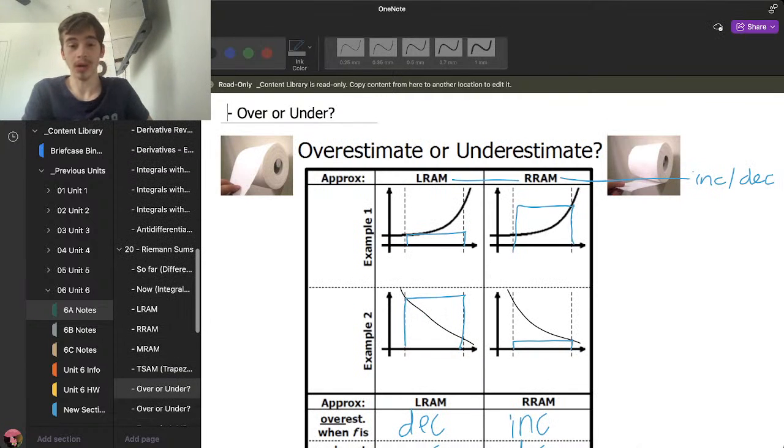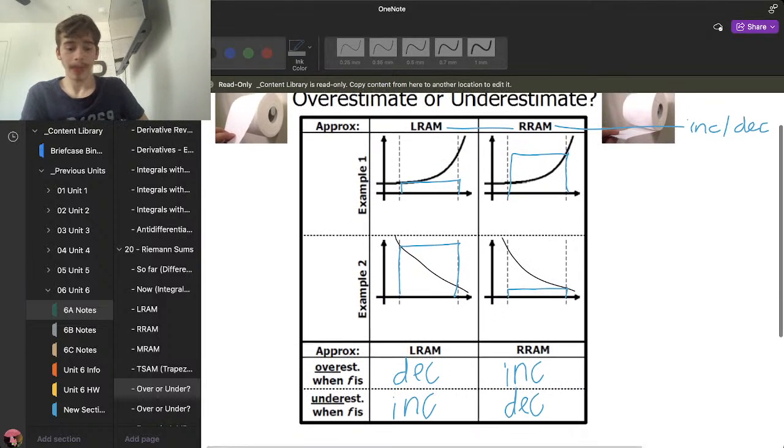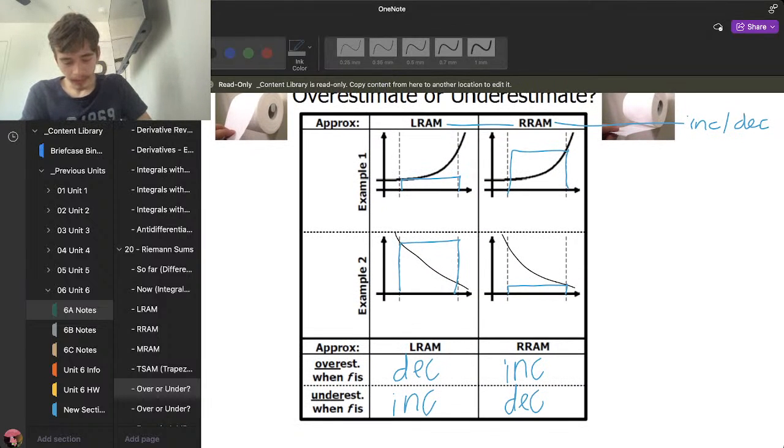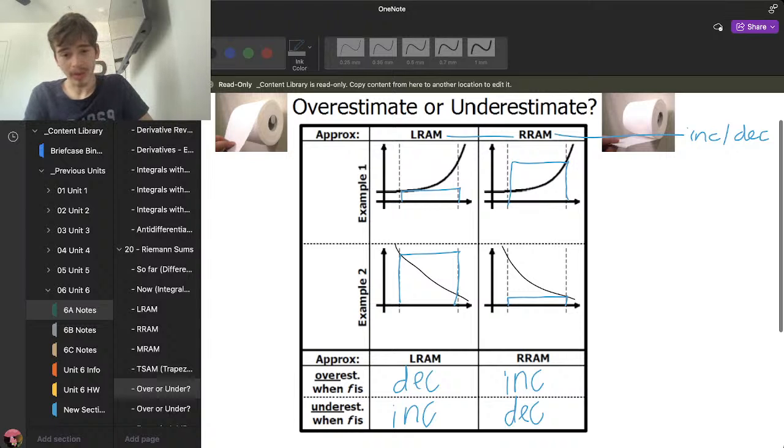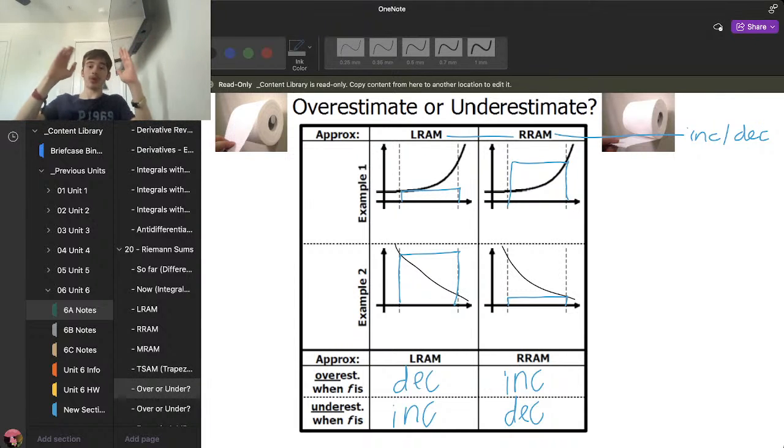Trapezoidal. God, I'm losing it. Okay, overestimate or underestimate. So, LRAM. If it's increasing, it's going to be an underestimate. So, LRAM, if it's increasing, the left rectangle approximation is an underestimate. If the function is decreasing, then it's going to be an overestimate. Vice versa for RRAM. It kind of makes sense. Draw a quick graph, draw your rectangles with whatever bounds, and then you can see if it's an overestimate or underestimate.